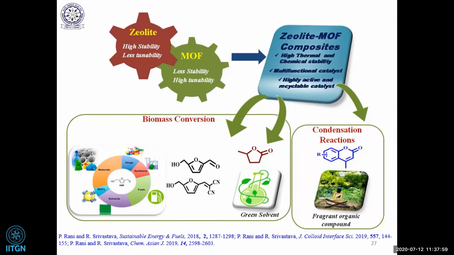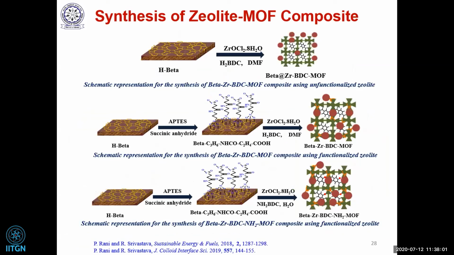What we did is that we took zeolite beta, which we functionalized. You can see that beta is functionalized with COOH groups, and then we added the MOF precursor to grow the MOF onto it, or even the NH2 MOF. I will tell you the difference between UiO-66 and UiO-66-NH2. There is some difference in stability. So we used this material.